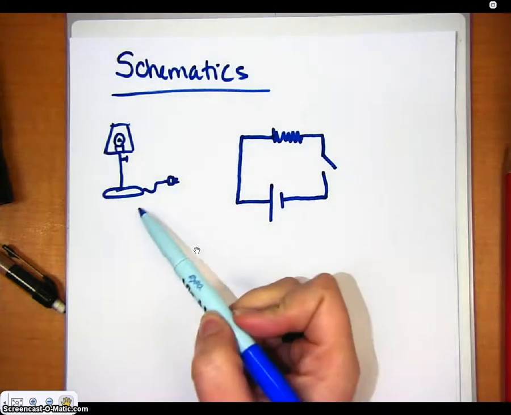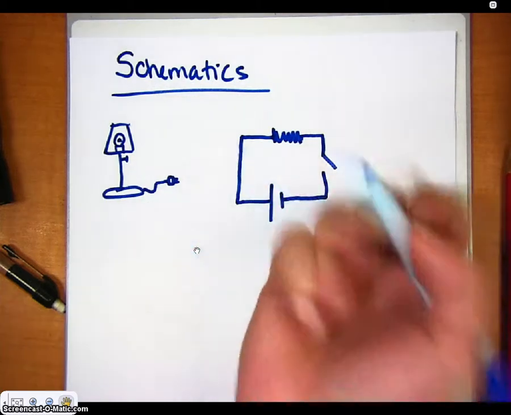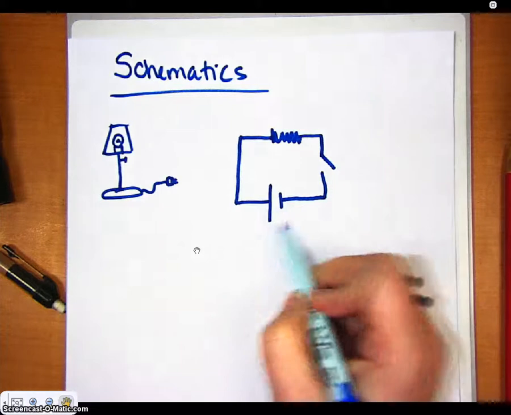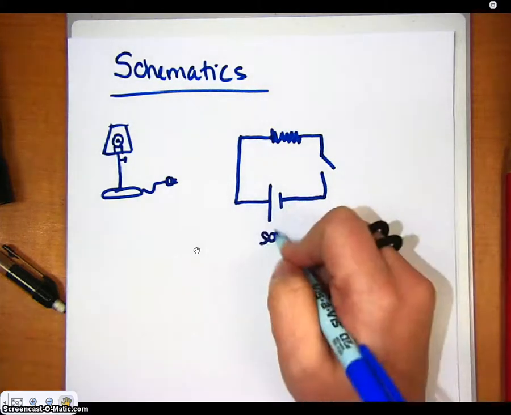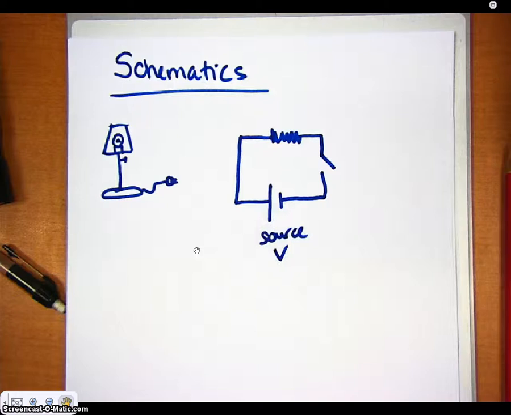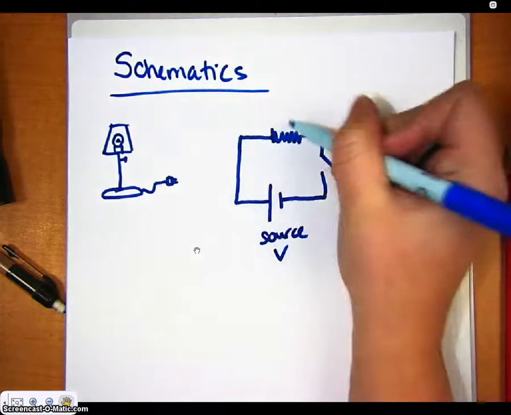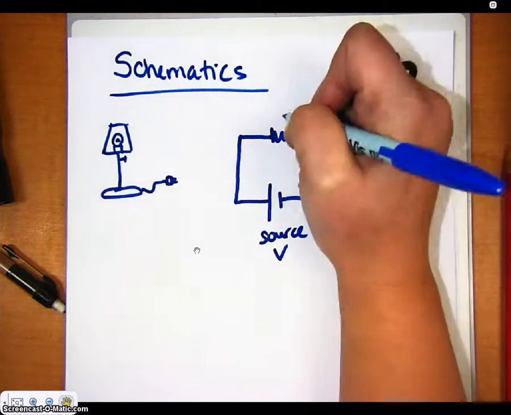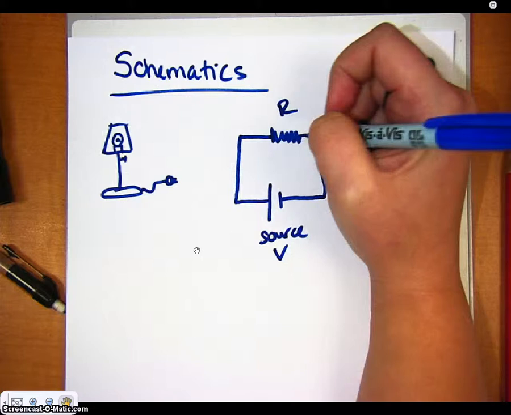So here we've got one of the simplest things. It's just a lamp. The lamp is hooked into an outlet here. This represents the outlet or the source, the source of the voltage. And then you have the wires that go to what is being powered. This is what's being powered, the resistor, or the light bulb filament.